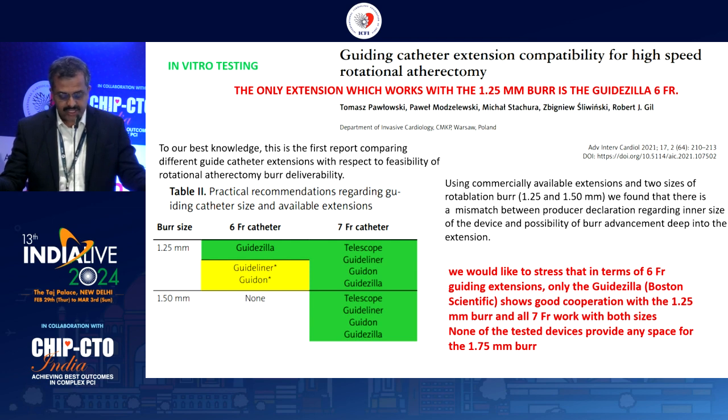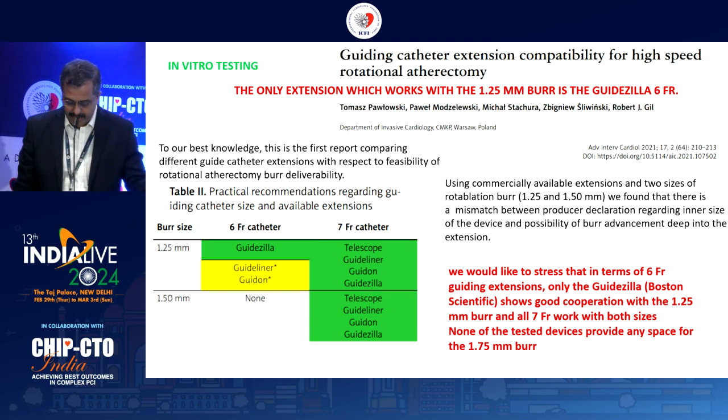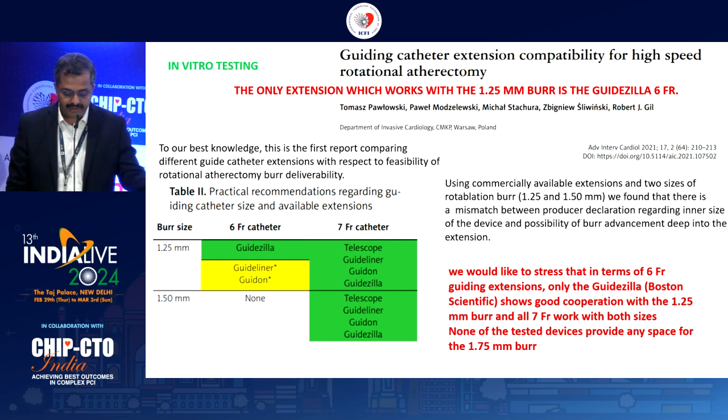Only the 6 French Guidezilla from Boston, because Rota is from Boston, allows good cooperation with the 1.25 bar. All 7 French guide extensions allow 1.25 and 1.5 bar. None of the guide extensions allow 1.75 bar.